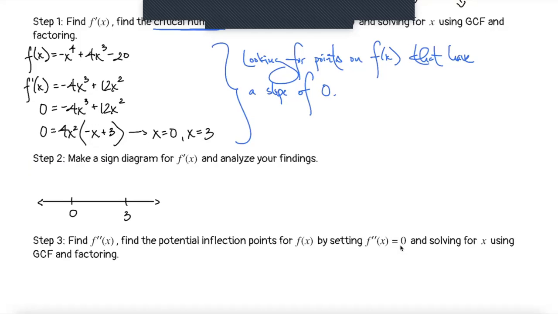We're going to say, let's pick a number less than 0. We're going to plug it into our first derivative. If it's positive, we'll put a plus sign. If the velocity is negative, we'll put a negative sign.